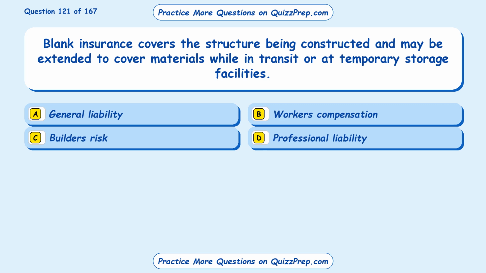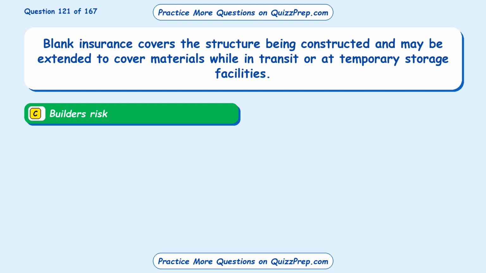Question 121. Blank insurance covers the structure being constructed and may be extended to cover materials while in transit or at temporary storage facilities. Option A, general liability. Option B, workers' compensation. Option C, builder's risk. Option D, professional liability. The correct answer is option C, builder's risk.